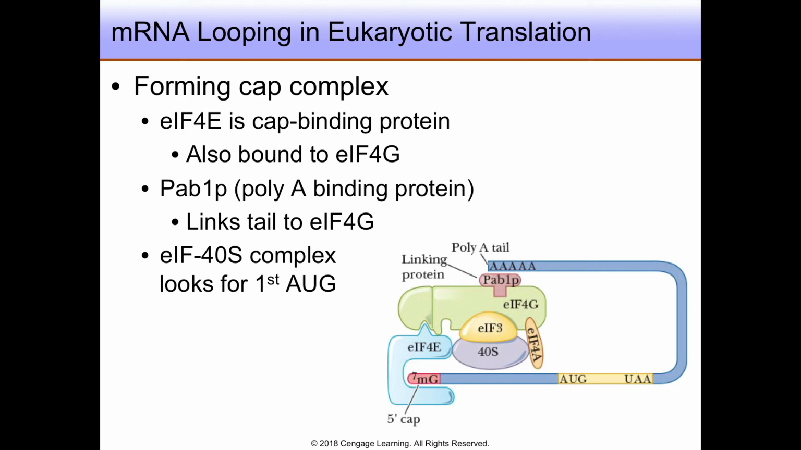Note that the assembly of the initiation complex in prokaryotes was dependent on binding to the ribosome binding site in order for proper positioning. In eukaryotes, this is accomplished by formation of the cap complex.